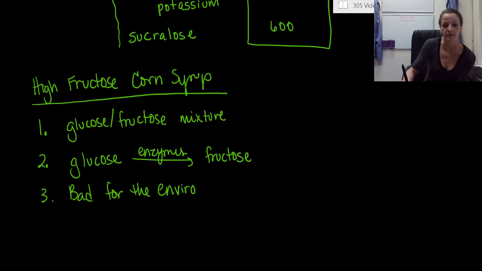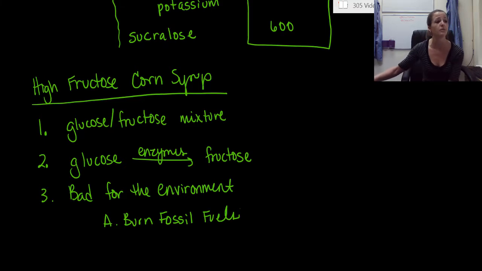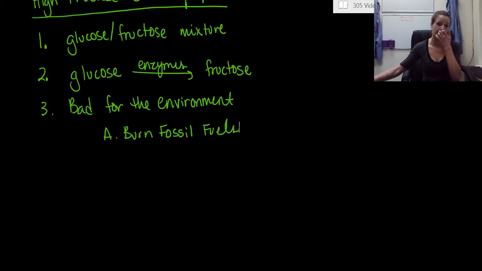Really, really bad for the environment. And there's three main things why. The first one is that you have to burn fossil fuels. In order to do any of this, you have to burn fossil fuels, because the pesticides, herbicides, and fertilizer all require fossil fuel production in order to even get there and actually create the corn and create the glucose and fructose in order to create the syrup, okay? So you have to burn fossil fuels.